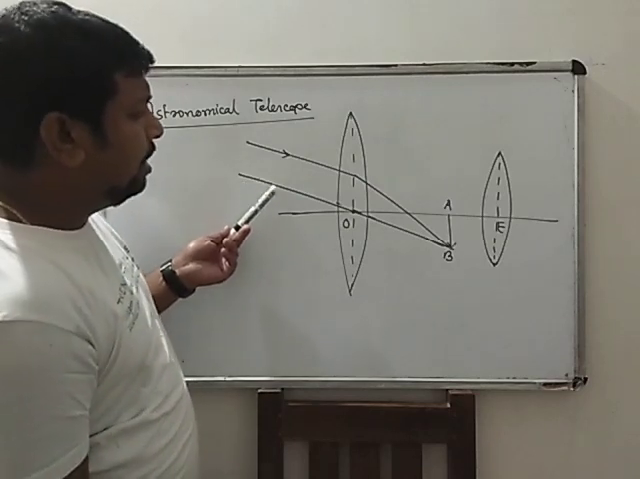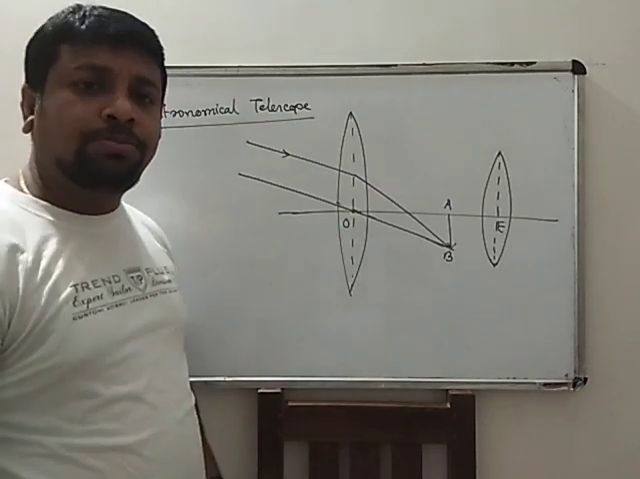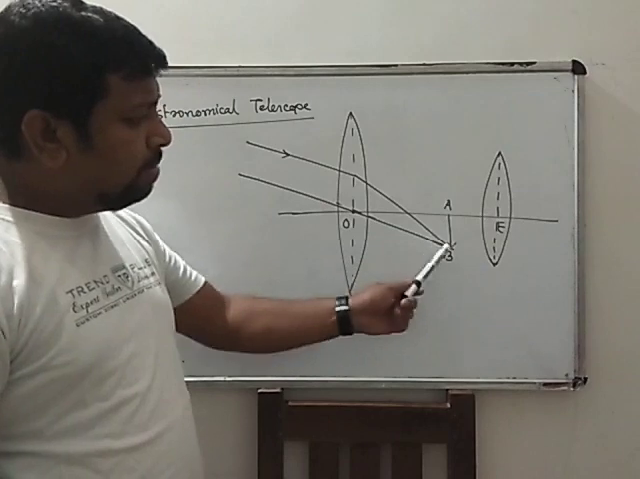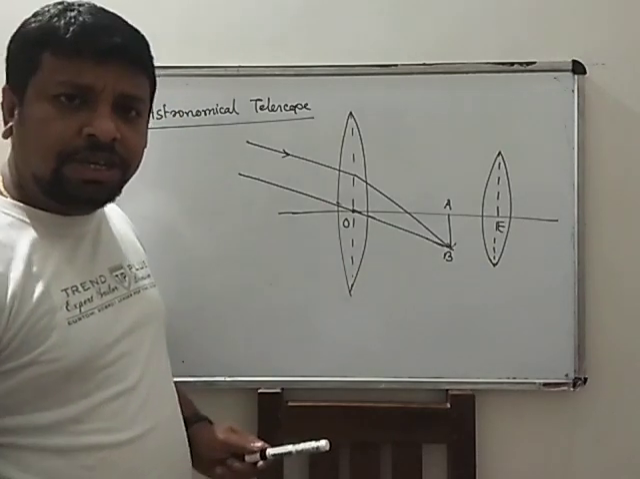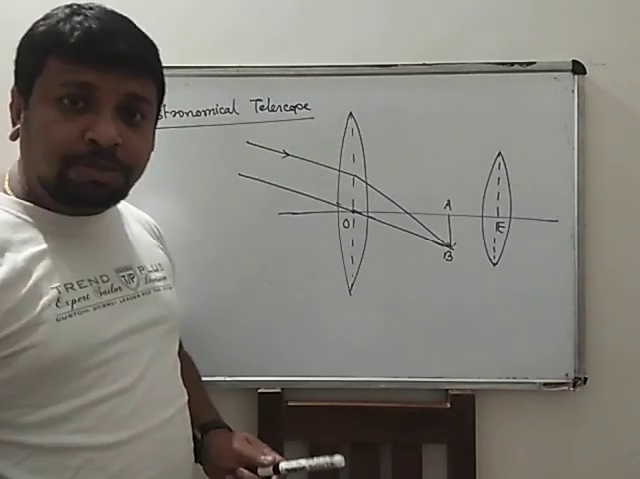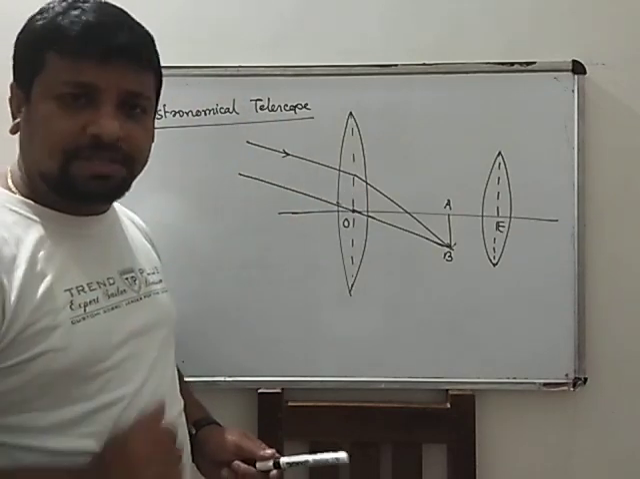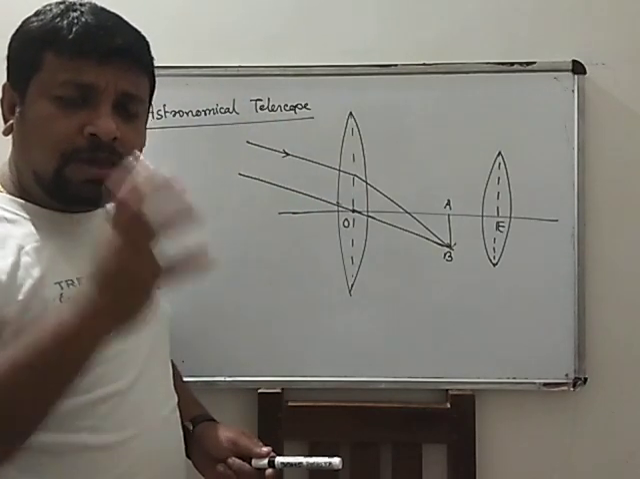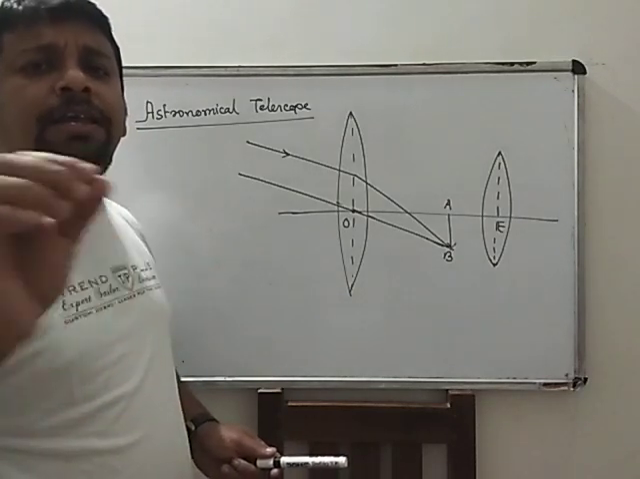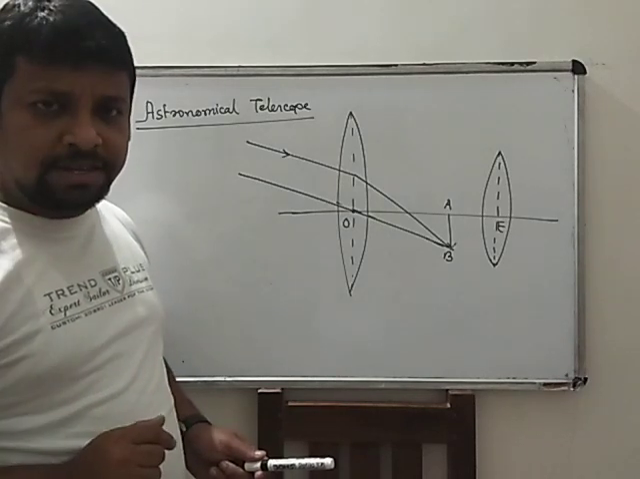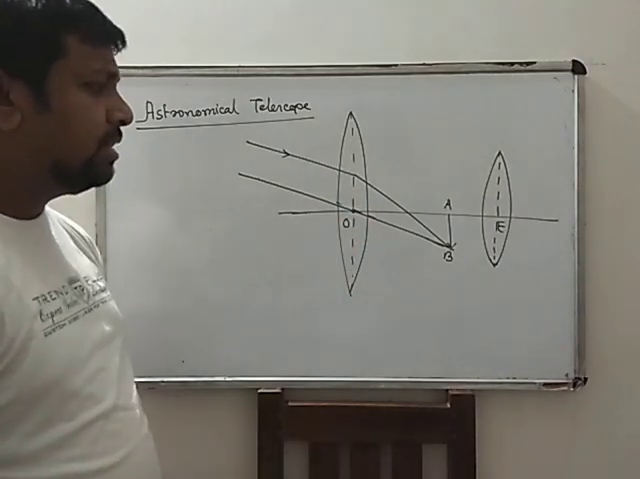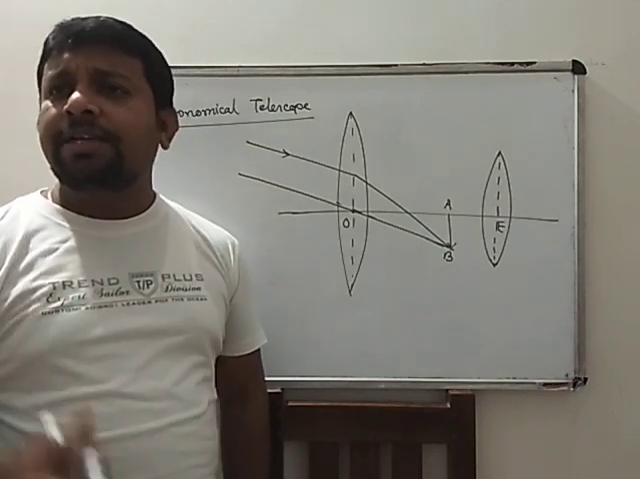The object is situated at infinity, so the image will be formed at the focus of the objective lens. This image AB is the image of the objective. This image is used as an object by the eyepiece, which is placed at the focus of the eyepiece. We know that if an object is placed at the focus, then the final image is formed at infinity.